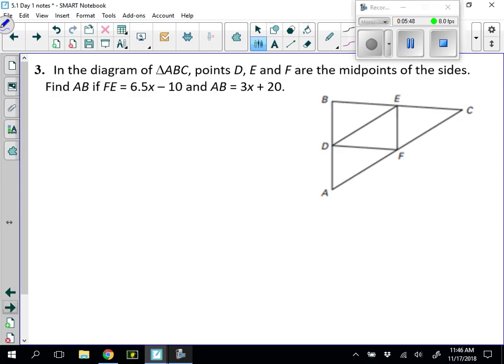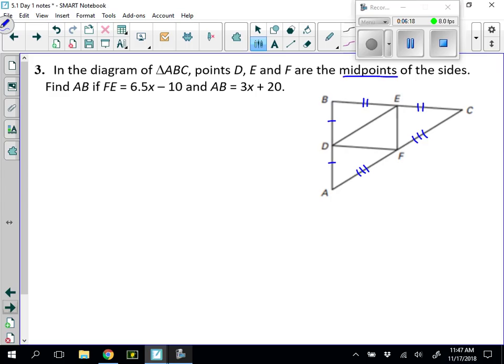Okay, in the example here, we have a triangle. We are told that these 3 points are the midpoints of the sides. So if D is a midpoint, I know that these 2 segments are congruent. If E is a midpoint, I know those segments are congruent. And if F is a midpoint, I have the same thing over here. So what that tells me is these segments on my picture are mid-segments. So EF is a mid-segment, DE, and so forth.